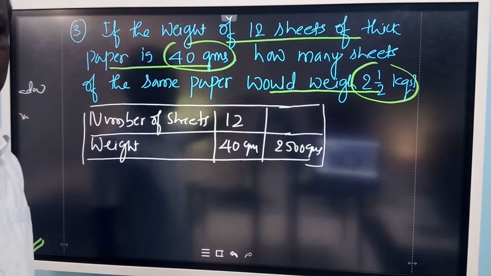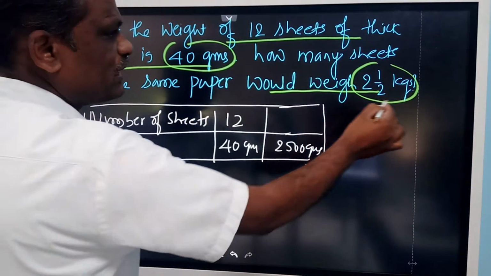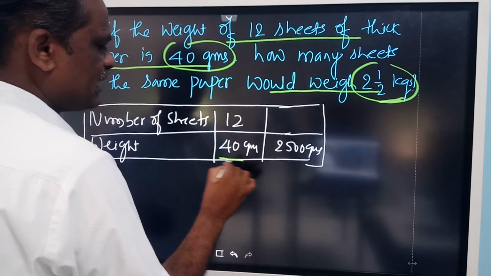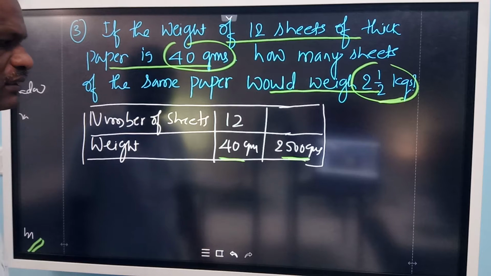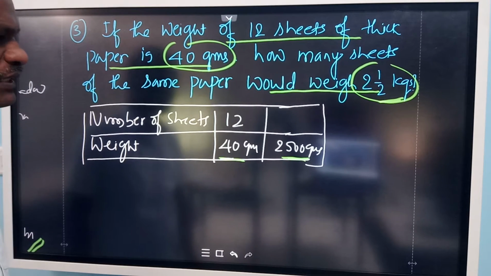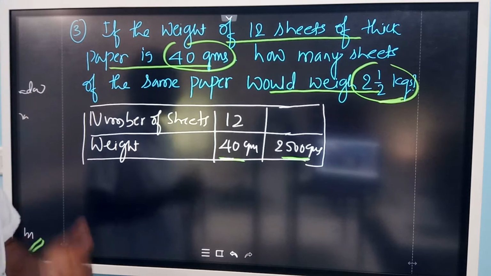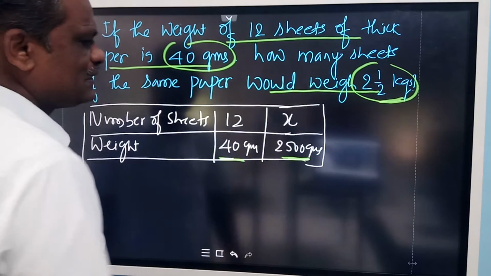The weight should be in grams because it is given in kg. Here it is in grams, so here also it should be in grams. We should not write 2.5 kg. Everything should be in the same units because it's a ratio we are going to take. So let us take the number of sheets here as x.